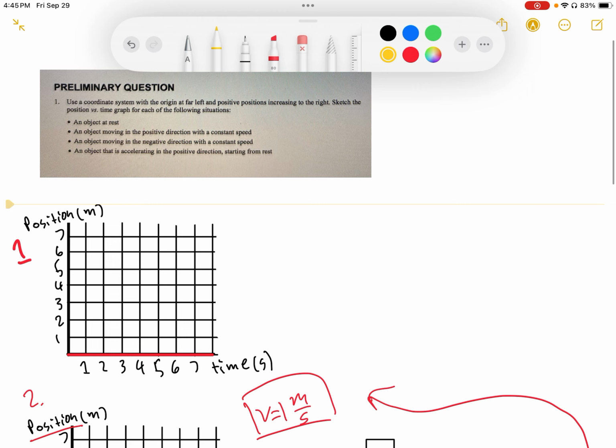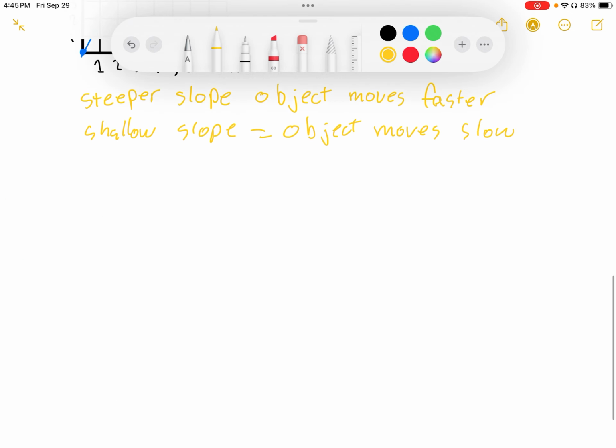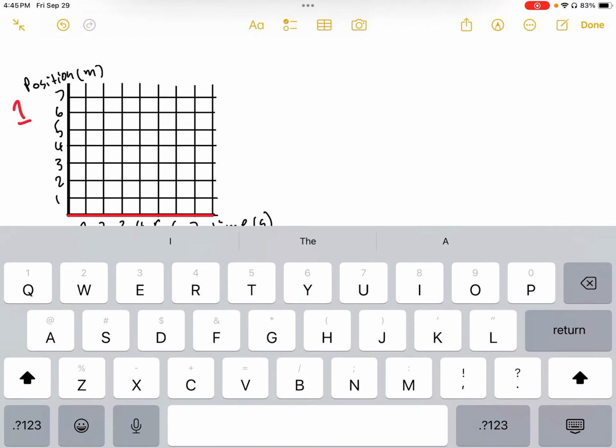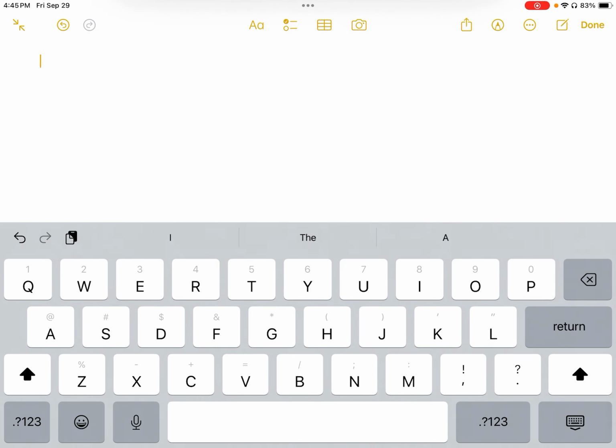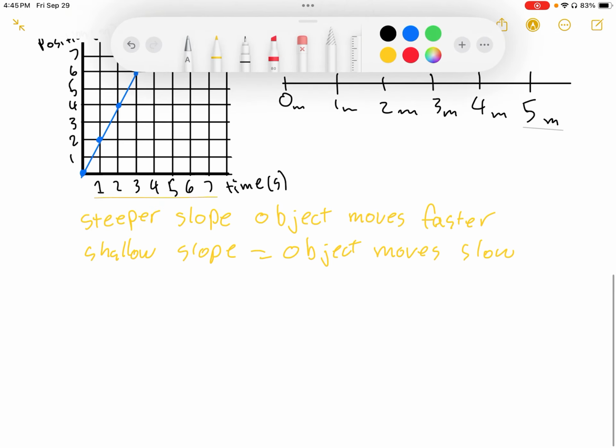So that's your first scenario that you're going to see in the lab. Your second scenario you're going to see in the lab as well. Your third scenario you're going to see in the lab is an object moving in the negative direction with a constant speed. So now, instead of moving from left to right, we're going to move from right to left, which is what we call the negative direction.